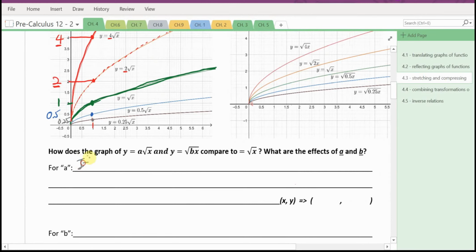If the absolute value of a is greater than 1, then, okay, so if you recall, this absolute value means we don't care about the sign. The number itself could be positive or negative. But if that number, without looking at the sign, is bigger than 1, then we will have a vertical expansion. I will not write vertical expansion again, so I'll just say VE, by a factor of A.